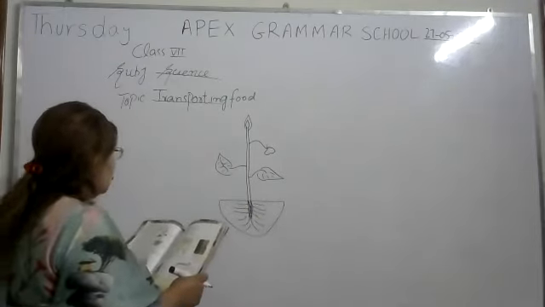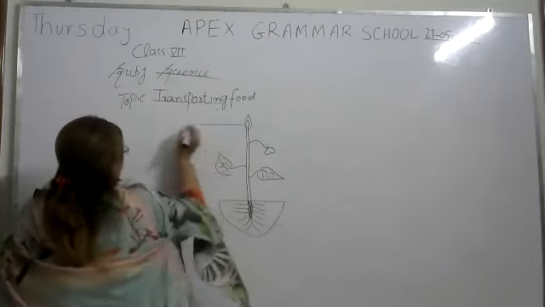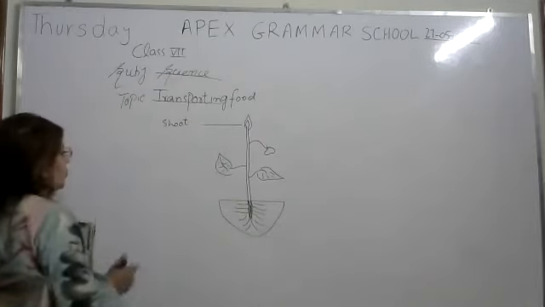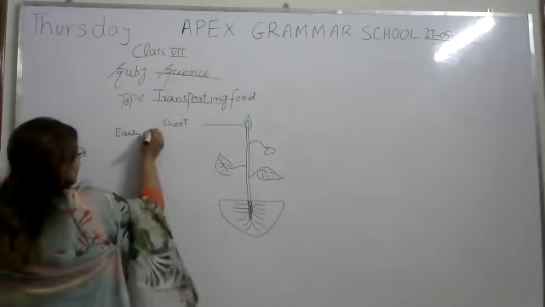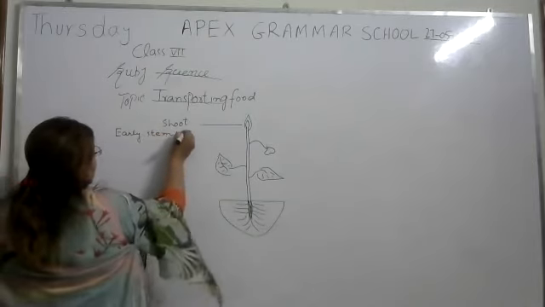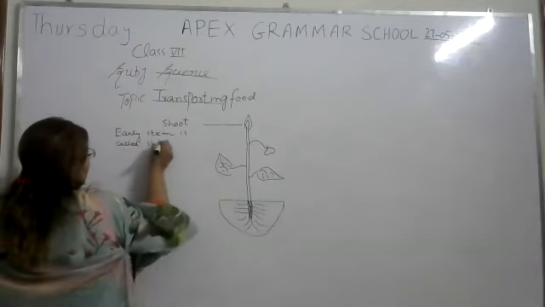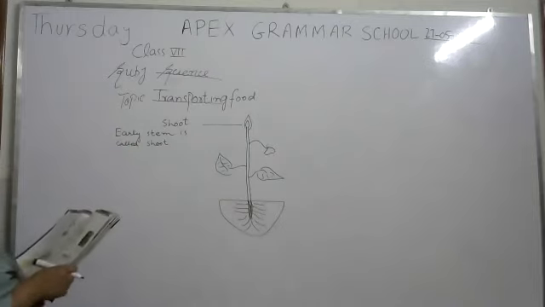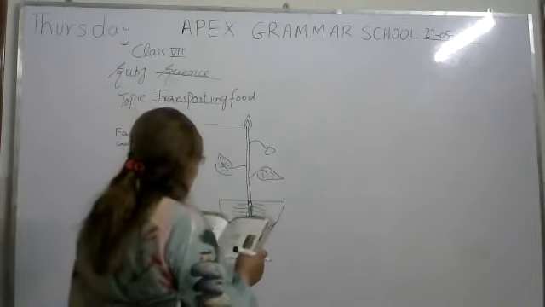First of all, sugar is needed to provide energy for growing shoots. So this part is called the shoot. The early stem of a new plant is called a shoot. So first of all, a plant gets energy from the stem, and it has to go up to the shoot. Now, fruits store sugar, that is why they taste sweet.